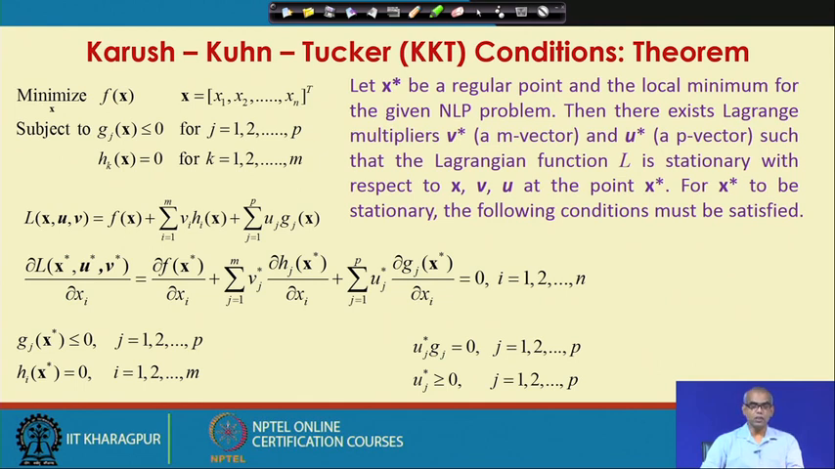So, first you define the Lagrangian function, take the derivative of the Lagrange function with respect to each decision variable, set them equal to 0, check for inequality constraint feasibility, check for equality constraint feasibility, check for switching conditions, which means the product of the inequality constraints and its associated multipliers are equal to 0, and look for non-negativity restrictions on Lagrange multipliers associated with inequality constraints.